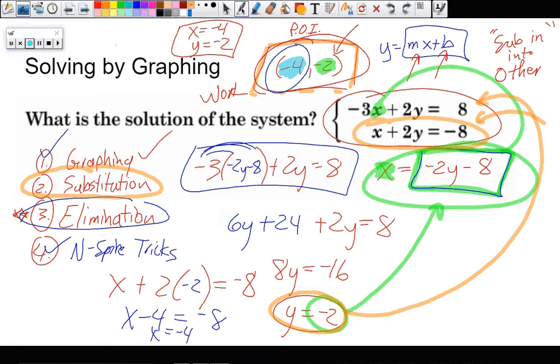All right, here we go. We learned graphing. We learned substitution. The last two are elimination and something with the calculator that I'll show you that you can use to check your answers. All right, here we go.